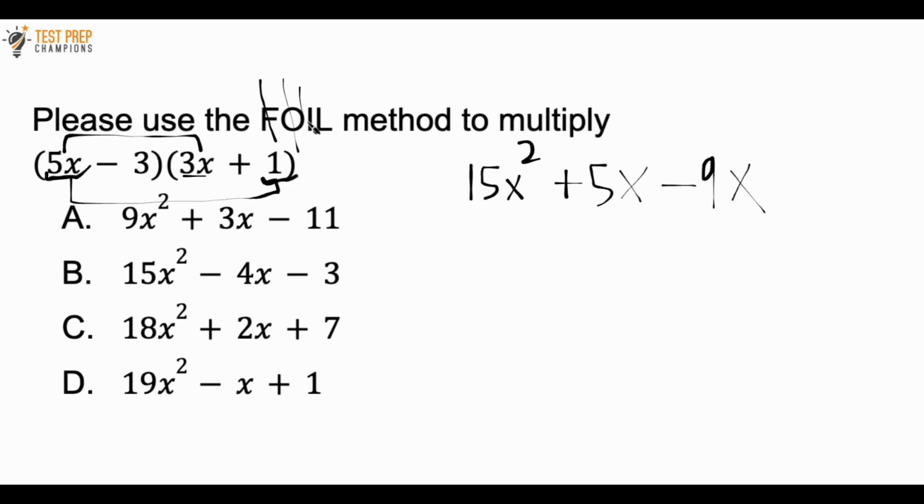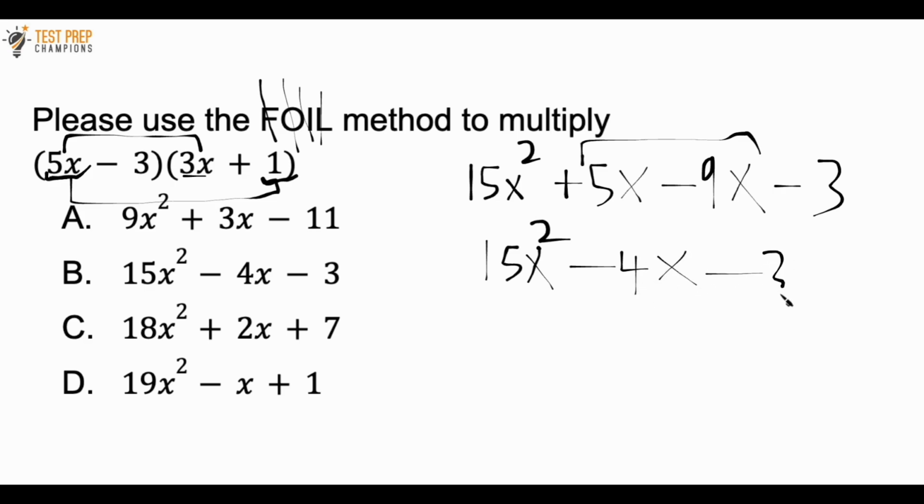All right, so now we have to do the last, right? We're going to do minus 3 times plus 1, which is just going to be minus 3. So now what I have here is 15x squared plus 5x minus 9x minus 3. What I can do now is combine the like terms. So 5x minus 9x becomes minus 4x, right? So the correct answer here is going to be 15x squared minus 4x minus 3. So B is the correct answer.